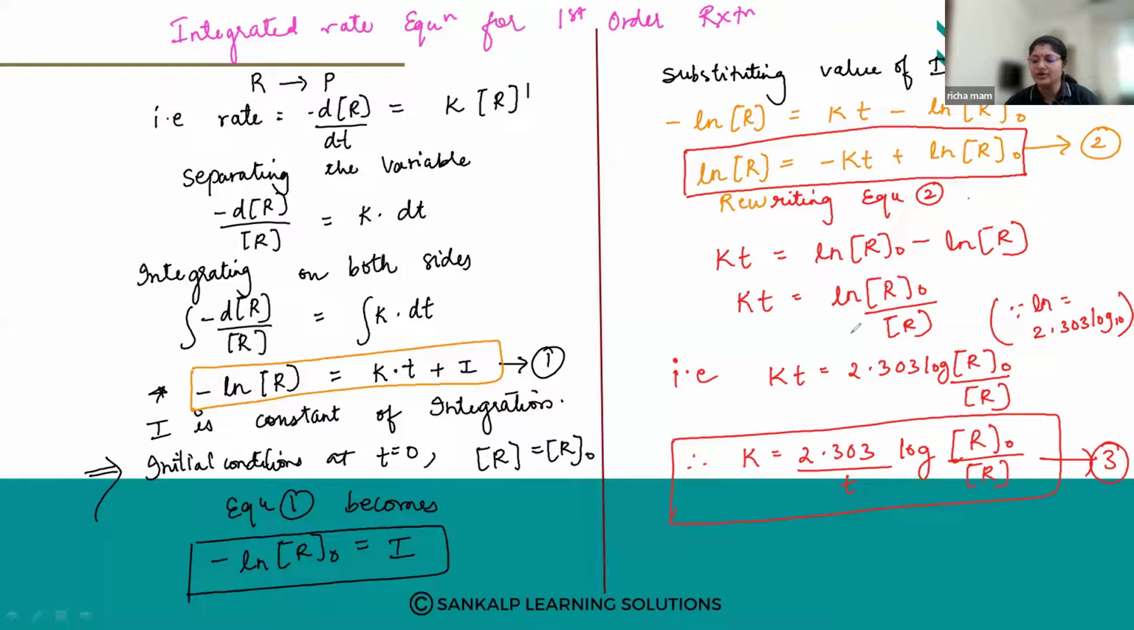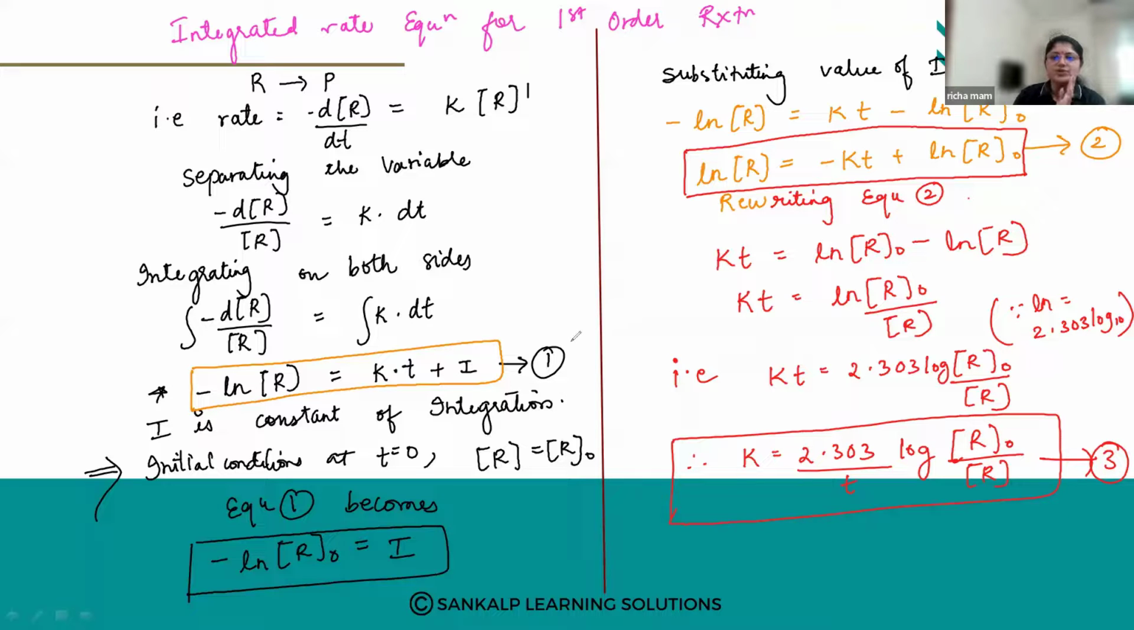Is it clear up to here? Yes, ma'am, both the laws are clear. So these are very important integrated rate law equations. This will be asked in the exam, so everyone should practice this. I have explained both the reactions two times. If you want me to explain again, I will explain. Both the zero order and first order reactions are very important, so you have to write them stepwise.